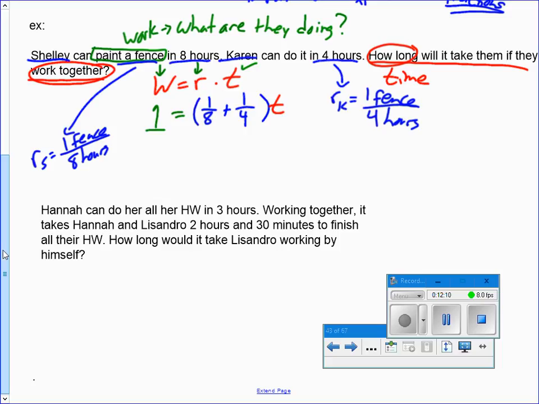So now we have a rational equation set up. We have an equation with fractions in it, and we're going to solve. So first thing to do is combine these fractions in parentheses. To do that, we need a common denominator. So between 4 and 8, I can use 8 as a common denominator.